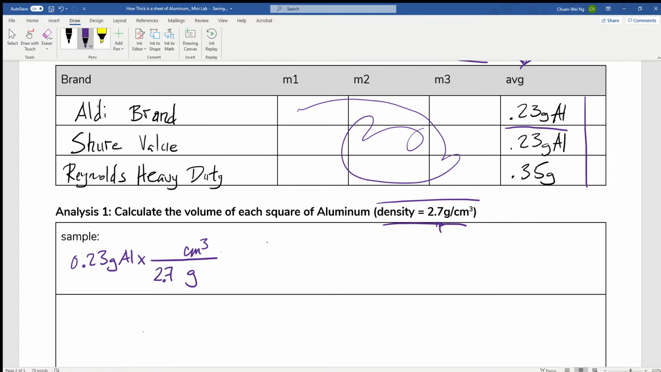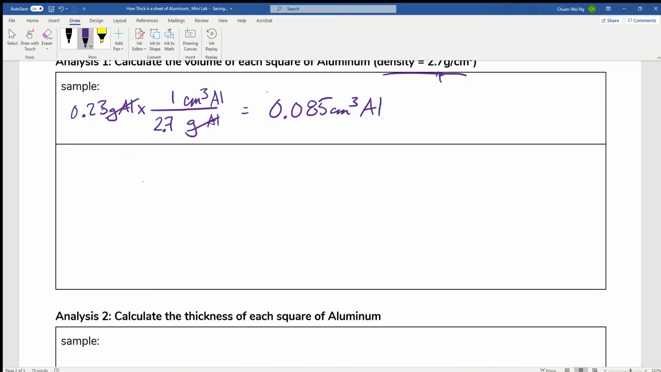2.7 grams is equal to 1 centimeter cubed of aluminum. And as you can see, grams cancels, and I'm going to be left in centimeters cubed. So it's just 0.23 divided by 2.7, and I get 0.085 centimeters cubed of aluminum. Great. This is our volume. This is how much space that little foil square you had takes up.